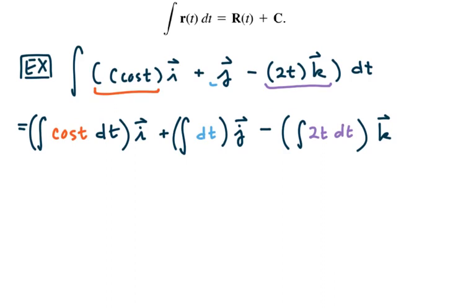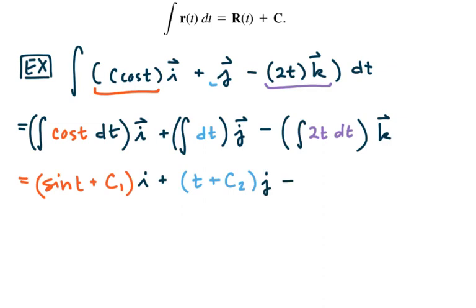So the integral of each of these terms: well, the integral of cosine is sine. It's an indefinite integral, so the integral of cosine is sine of t plus some constant. Since I know I'm going to have multiple, I'm going to write c sub 1. The integral of 1 dt is going to become t plus another arbitrary constant, c sub 2, times j, minus the integral of 2t, which is t squared plus c sub 3, times k.